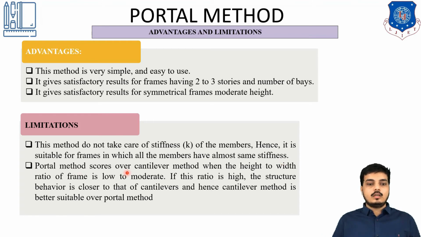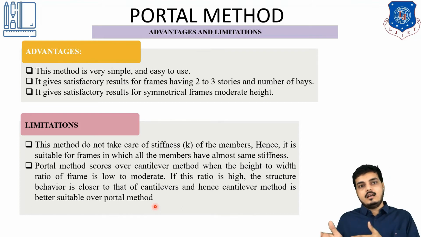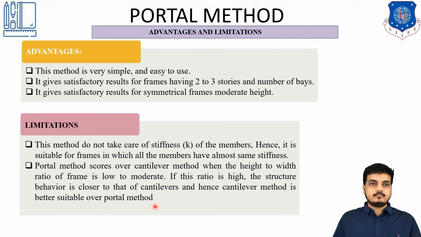The portal method scores over the cantilever method when the height to width ratio of the frame is low to moderate. It says that if the height to width ratio is low, or say nearly moderate, then this method is good compared to the cantilever method. If the ratio is high, the structural behavior is closer to that of a cantilever, hence the cantilever method is better suited over the portal method. So the limitation is that if the height to width ratio is low, we should use the portal method, and if it is high, we should use the cantilever method.